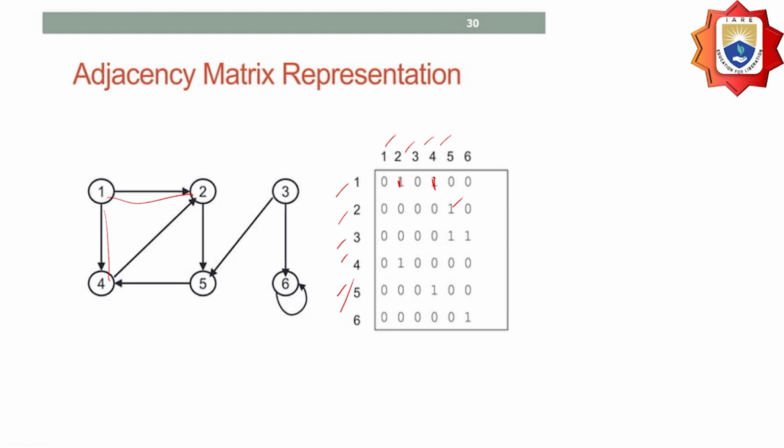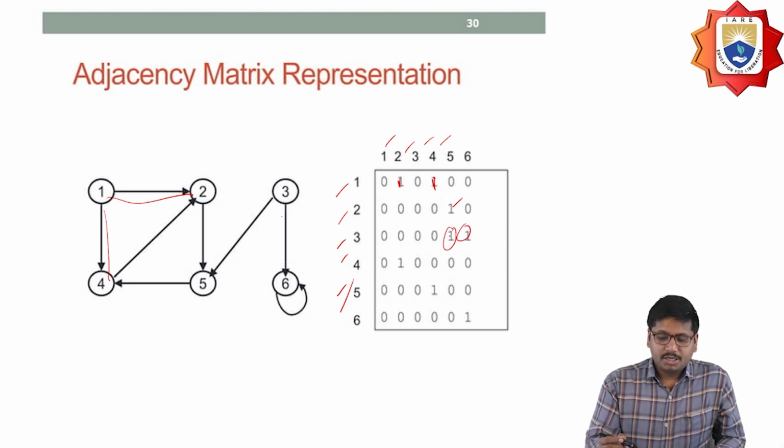So let us consider another matrix, what I'm going to say. So that should be 3. So if I'm going to consider 3, what are the edges that are connected? 3, 5 and 3, 6. So that's why it should be written as well.